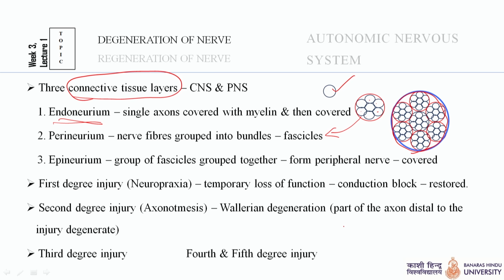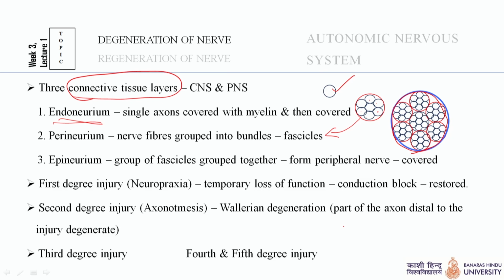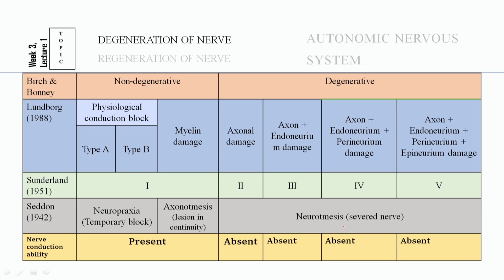In both the first degree injury as well as the second degree injury, there will be a temporary loss of conduction, and if we allow sufficient time, recovery potential happens. But from the third degree injury to the fifth degree injury, there will be an absolute loss of conduction, and there is very minimal or no chance of regeneration at all. Here I have given you a chart which covers almost all the types of classification and to what extent the parts of the nerve fibers can be damaged.